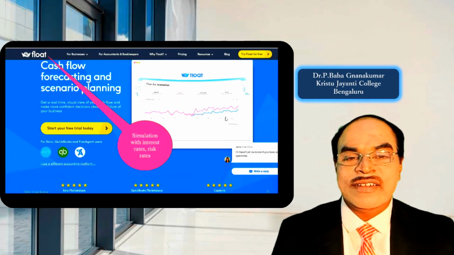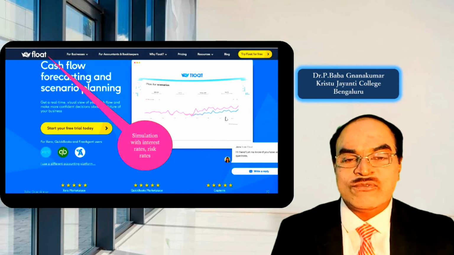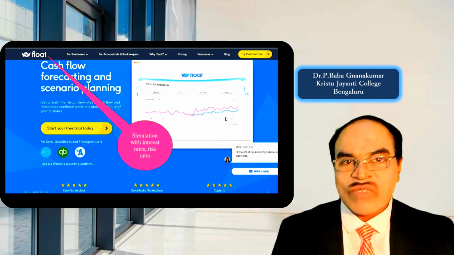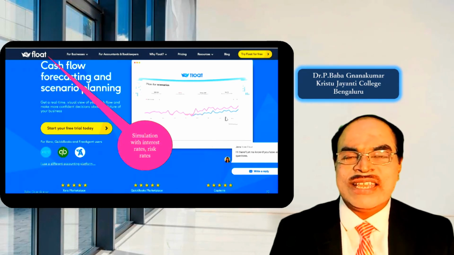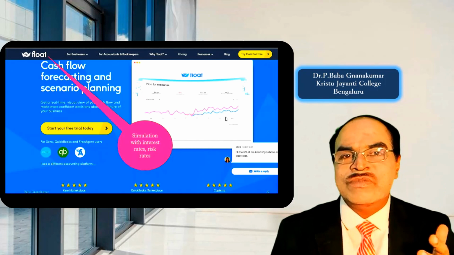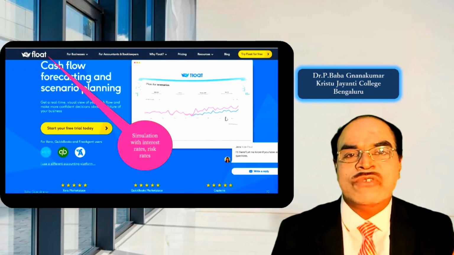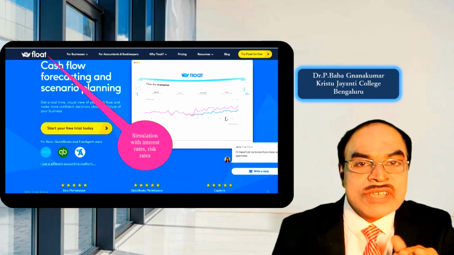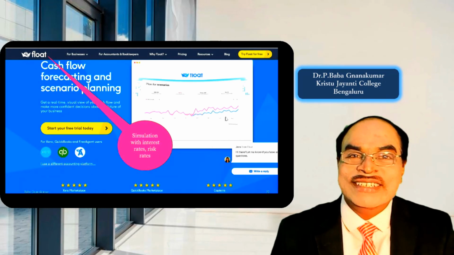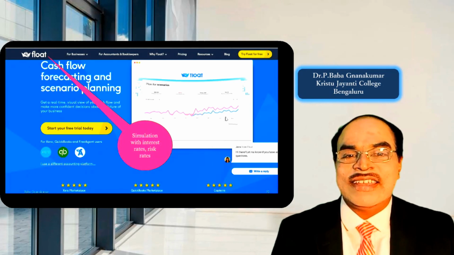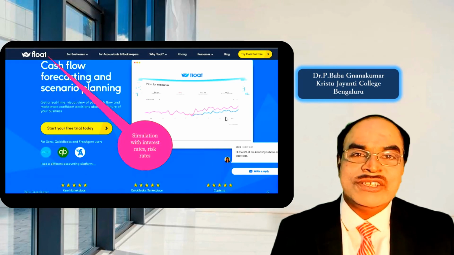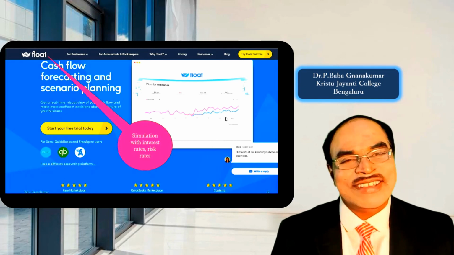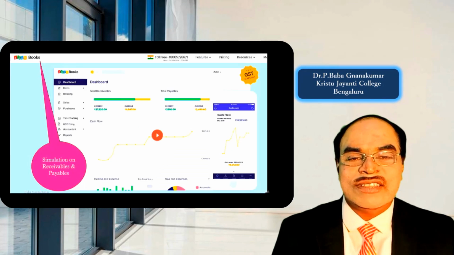Here is another one, Float. The Float software is used for the purpose of cash flow forecasting. It creates a number of scenarios. If the cash is exceeding the limit, what we can do. If our inflows are exceeding, what we have to do. If the inflows are coming down, what we have to do. These types of scenarios are created under Float. That is why Float is very common at present. However, the name will not be placed, but the fintech firms are indirectly using that one.